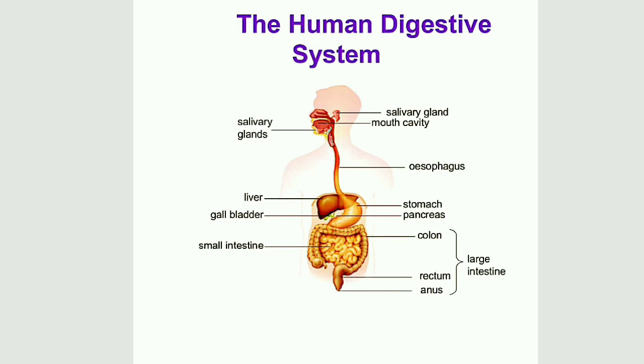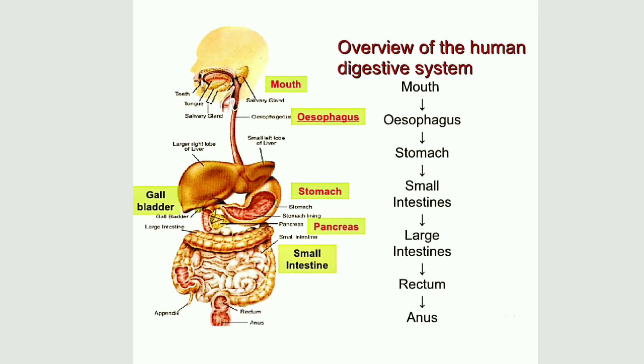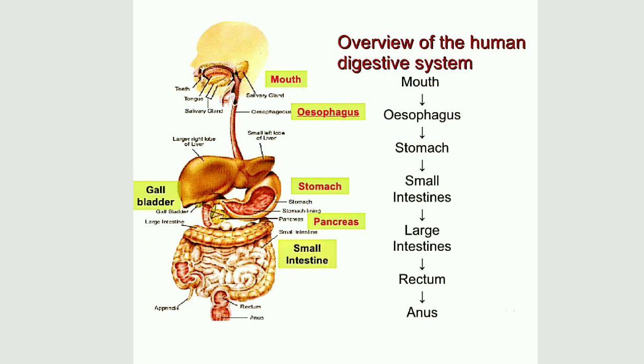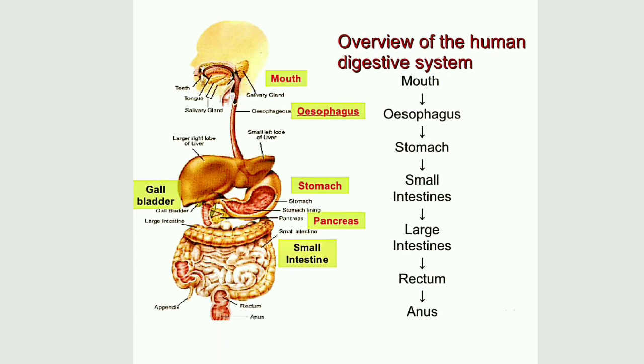Let's see the overview of the human digestive system. It includes the parts which help in digestion of food. First, the mouth. The food is ingested into the body through the mouth. Then the food travels into the esophagus, then to the stomach, then to the small intestine. In the small intestine, the digestion finishes up. In the large intestine, the water is absorbed and the rest of the unwanted part is stored in the rectum. Then it is excreted out of the body through the anus.